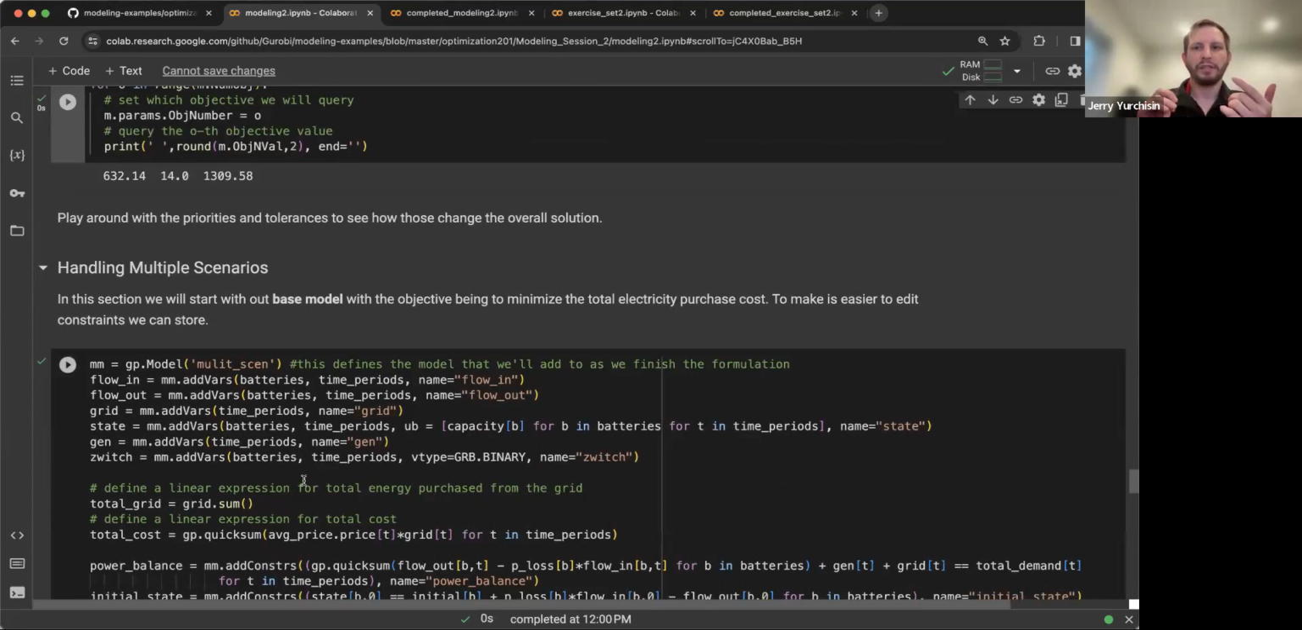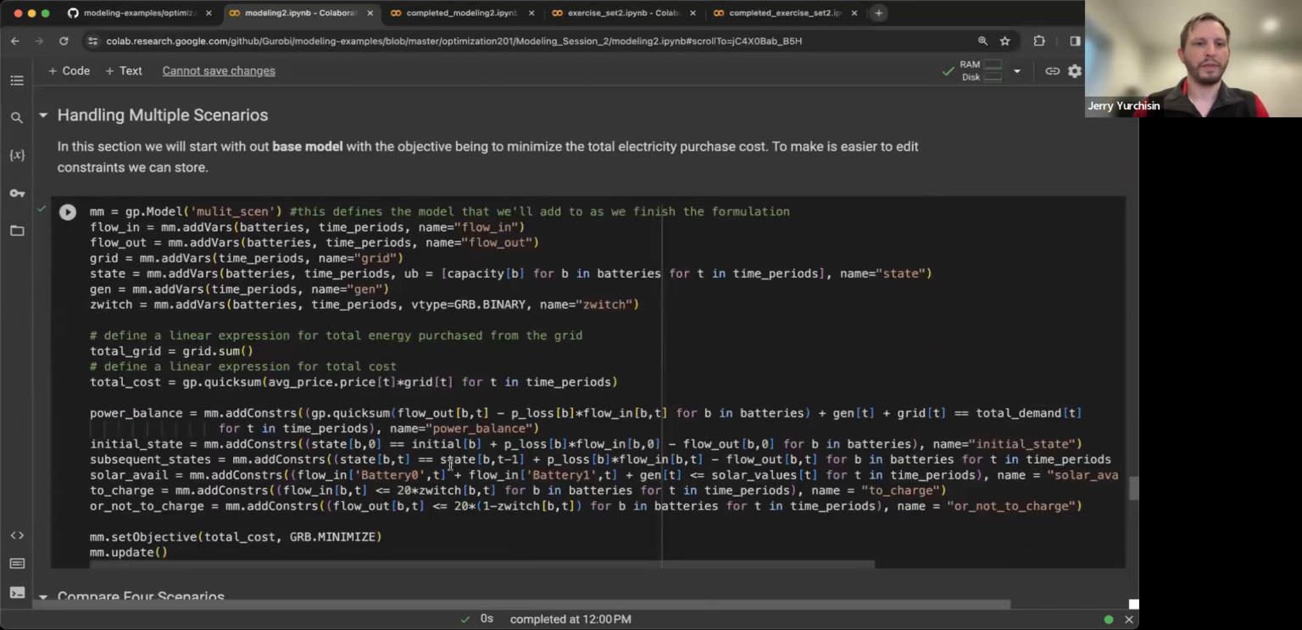Definitely I would suggest messing around with the tolerances, messing around with priorities for the hierarchical. For the weighted, mess around with the weightings, see what happens when you use different values. So there is subjectivity in how you feel these things should be prioritized when it comes to multi-objective optimization.